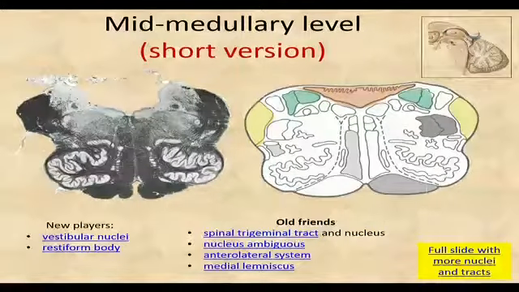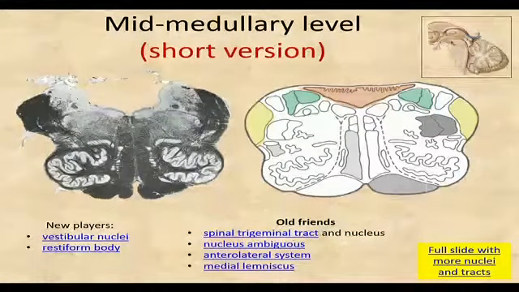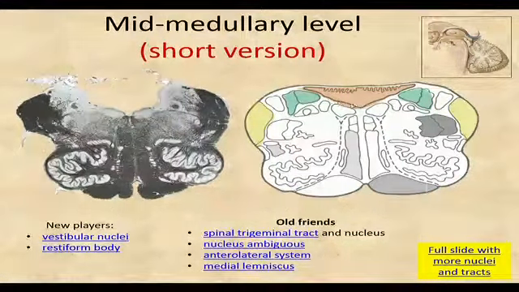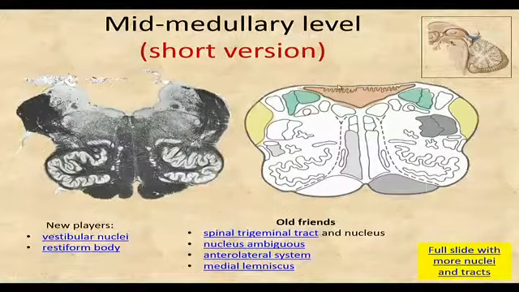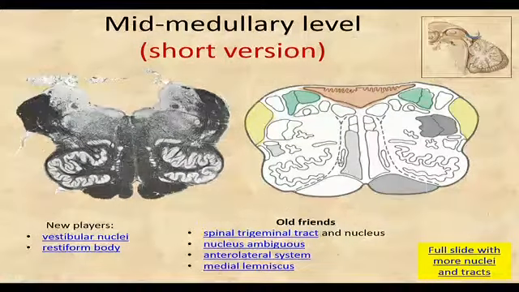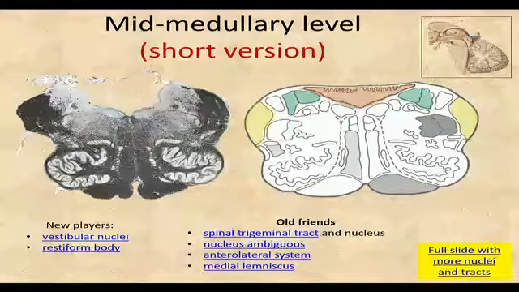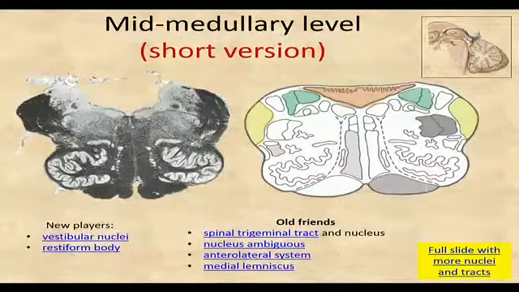But the new players here, as we go up to the mid-medullary level, now I know this is the mid-medullary level because I have flaring and opening into the fourth ventricle where the last section was closed. All right? And also I have enlargement of the olives. The olives, which I give you some information on, help you identify where you are and you can see them easily, but we're not going to talk too much about their function until we talk about the cerebellum.